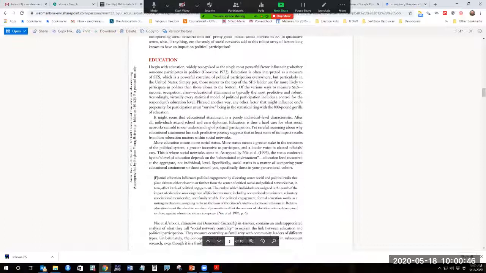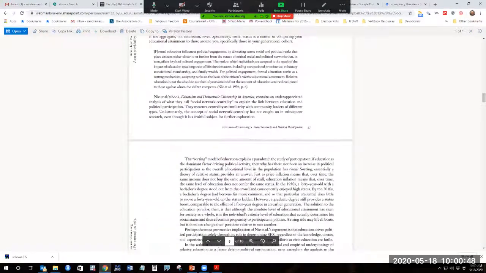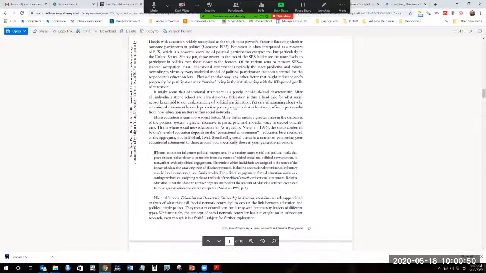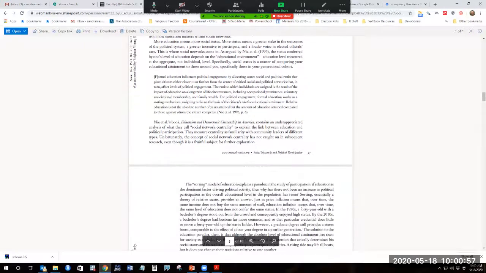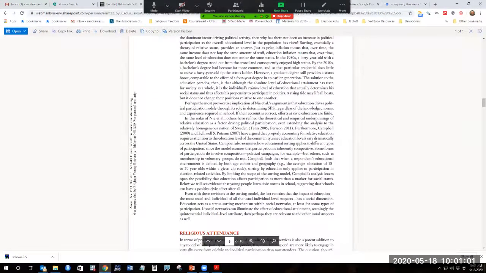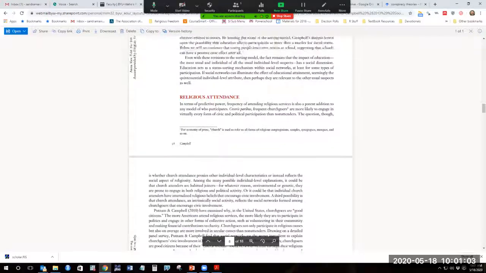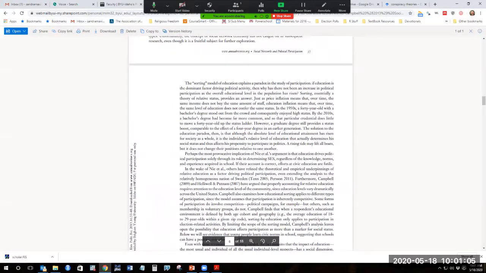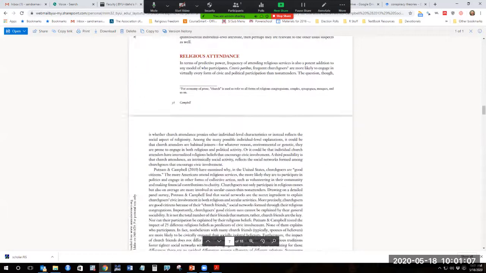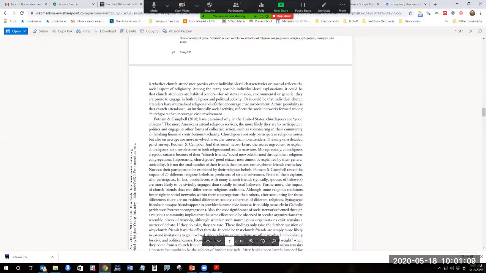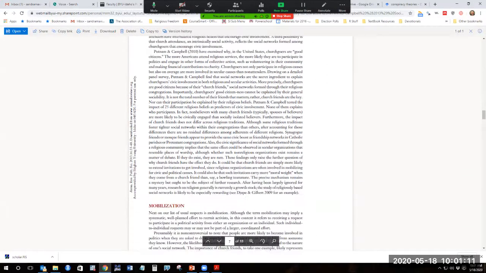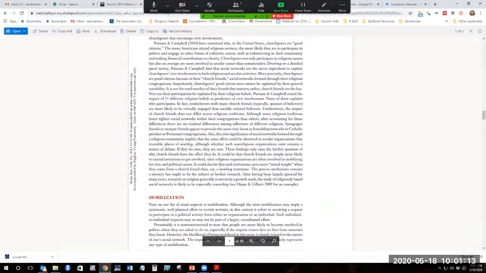So some people say that education is important for whether people participate in politics. So we've got Nie et al. 1996. I'm going to assume that this is important because he quotes an entire paragraph from it, right? But this is going to be all about education. If I'm thinking about how education might matter, then I'm going to focus on that. But maybe religious attendance, right? Putnam and Campbell have this book about how religious attendance matters because it helps you develop social networks.